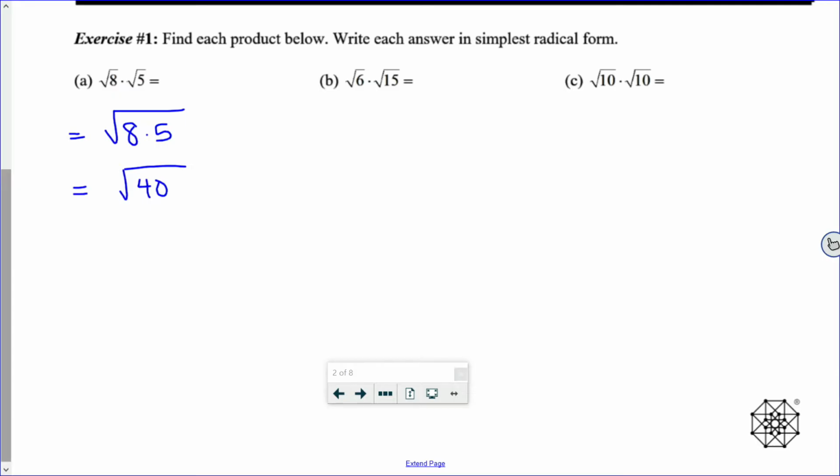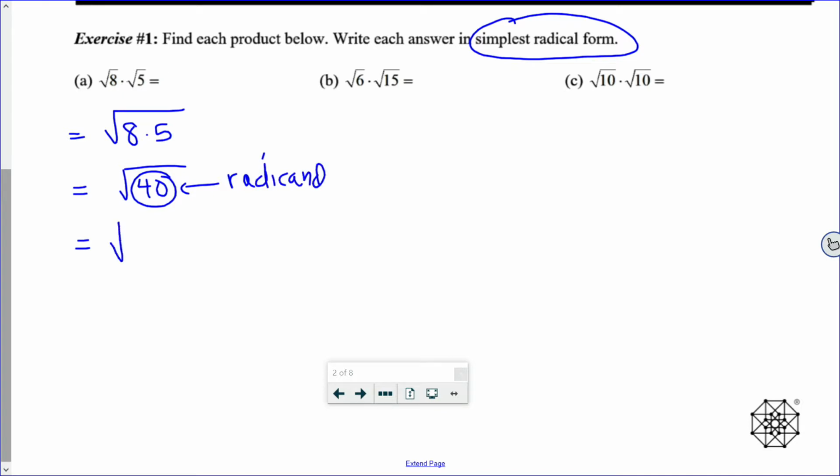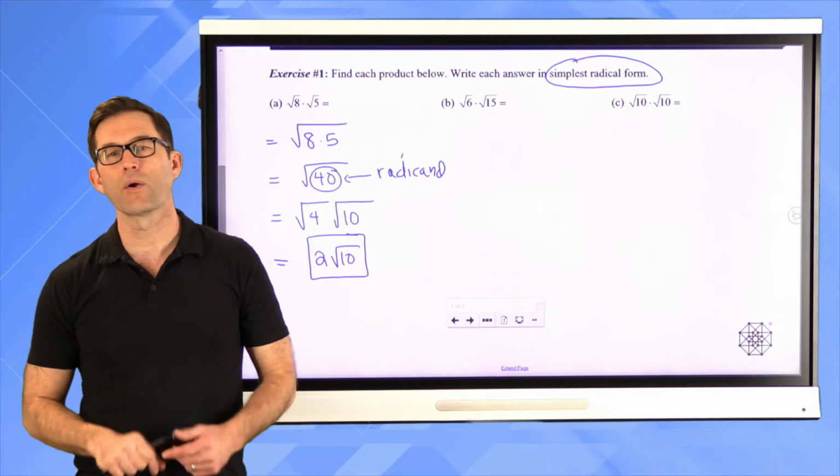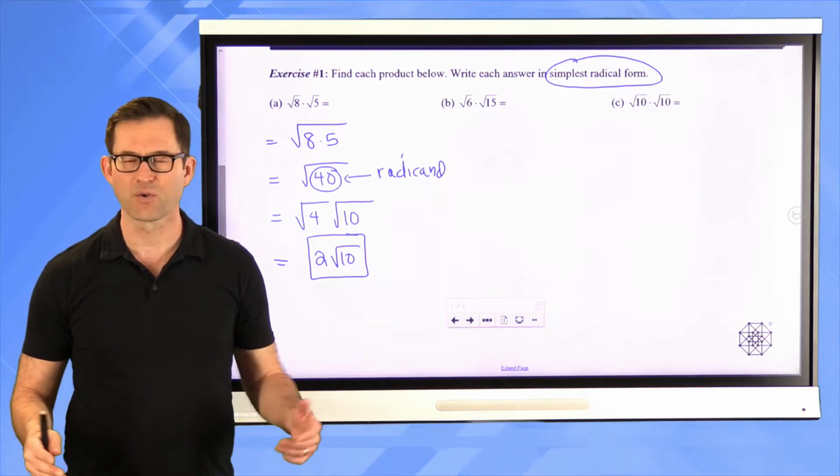Now that's perfectly good, but it's not in simplest radical form. To write it in simplest radical form, I need to find the biggest perfect square that divides into the radicand. That's the number underneath the square root, right? And the biggest perfect square that goes into 40 is actually 4. So I can rewrite the square root of 40 as the square root of 4 times the square root of 10. I take the square root of 4, that's 2. I leave the square root of 10 alone, and I get 2 times the square root of 10. So square root of 8 times square root of 5 is 2 times the square root of 10.